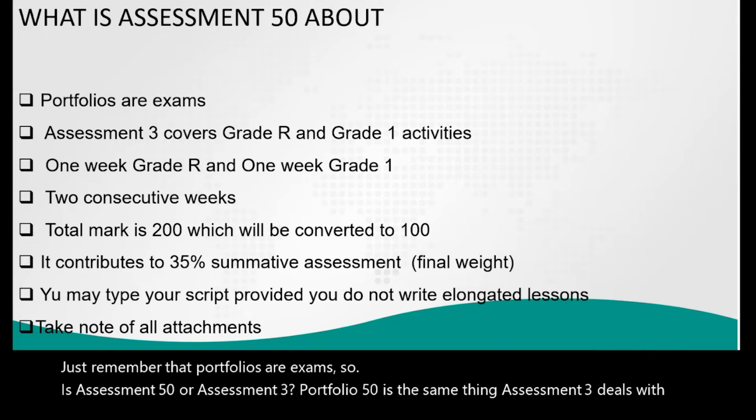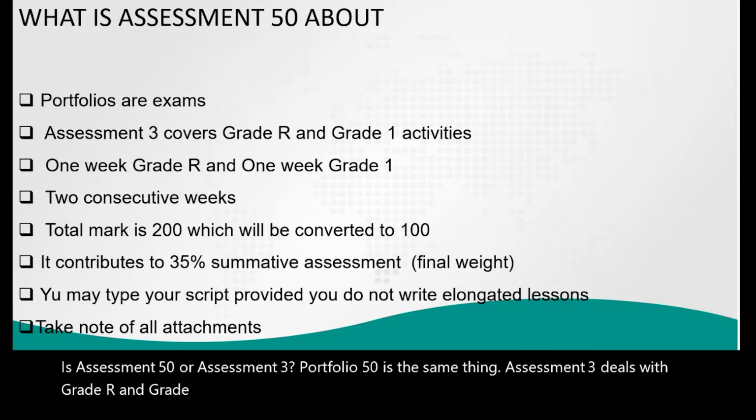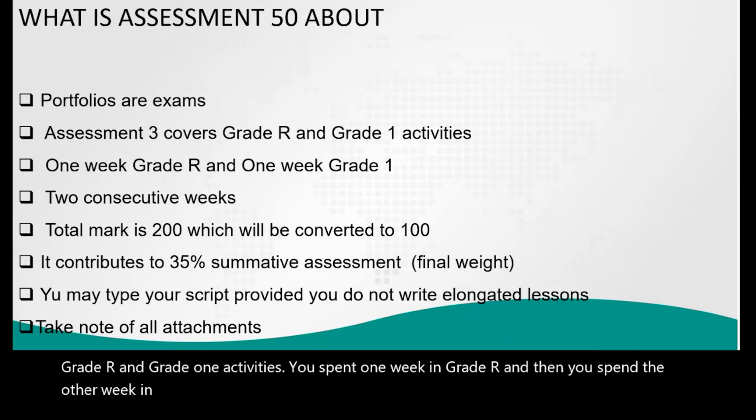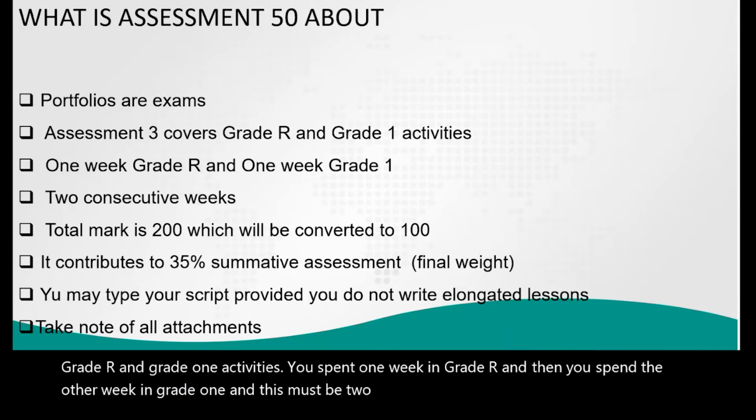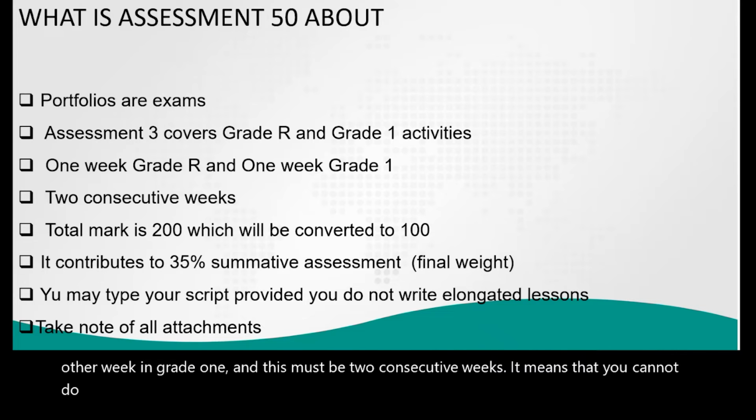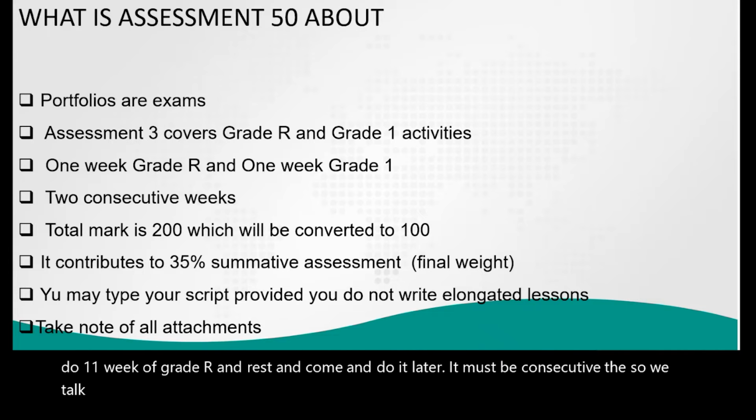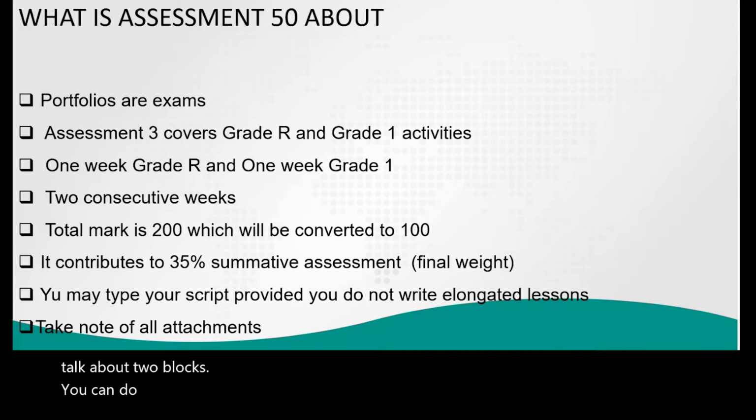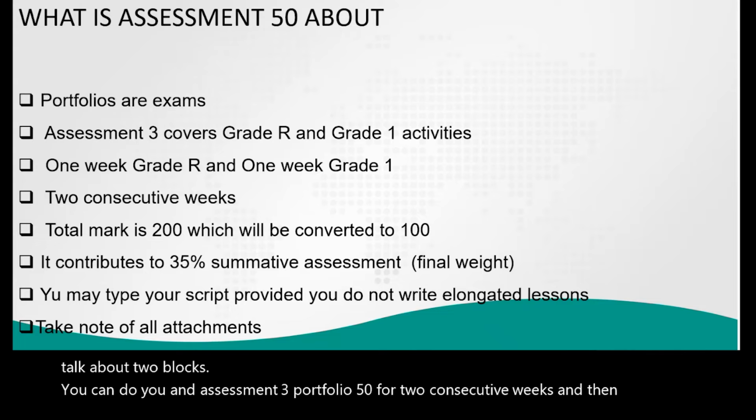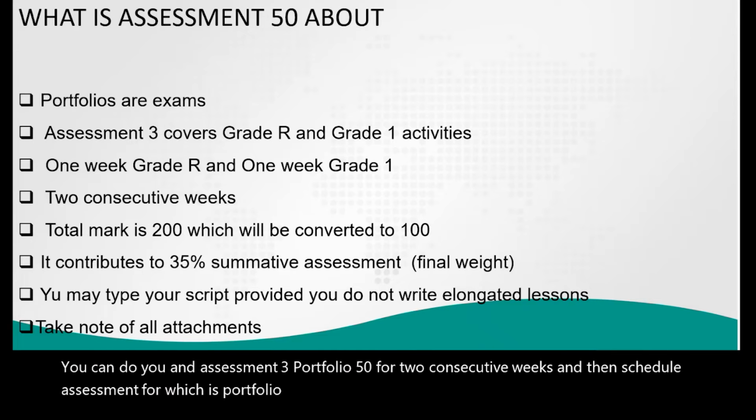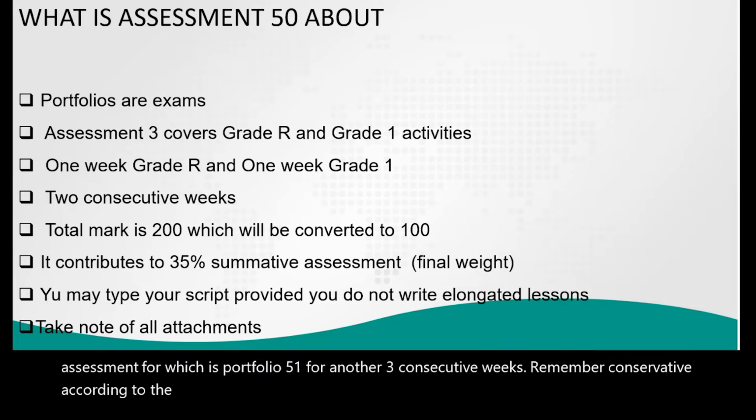Assessment 3 deals with grade R and grade 1 activities. You spend 1 week in grade R and then you spend the other week in grade 1. And this must be 2 consecutive weeks. It means that you cannot do one week of grade R and rest and come and do it later. It must be consecutive. That's why we talk about 2 blocks. You can do your assessment 3 portfolio 50 for 2 consecutive weeks and then schedule assessment 4, which is portfolio 51, for another 3 consecutive weeks. Remember, consecutive according to the DHET accreditation. That's what we need to do.